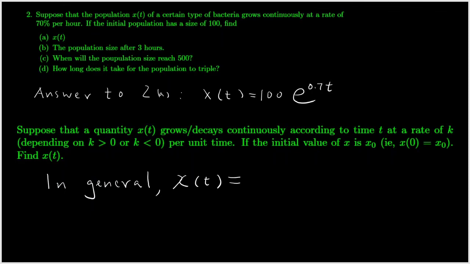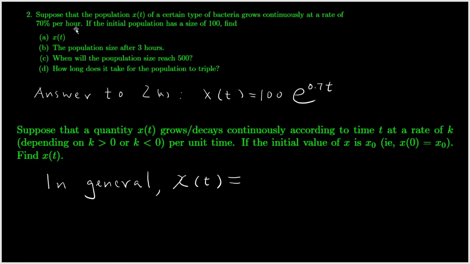We are now ready to look at exponential growth and decays in general. Suppose that there's a quantity changing continuously according to time t at a rate of k per unit time. When k is positive, we have a growth. When k is negative, we have a decay. In the question we just did, the quantity is the population of bacteria. The growth rate is 70% per hour, or 0.7 in decimal.